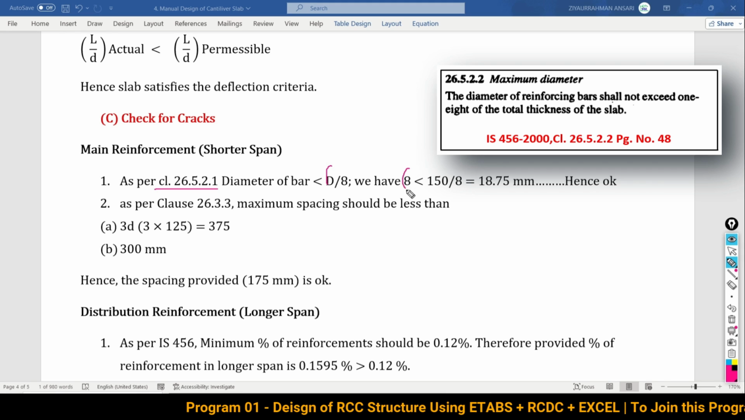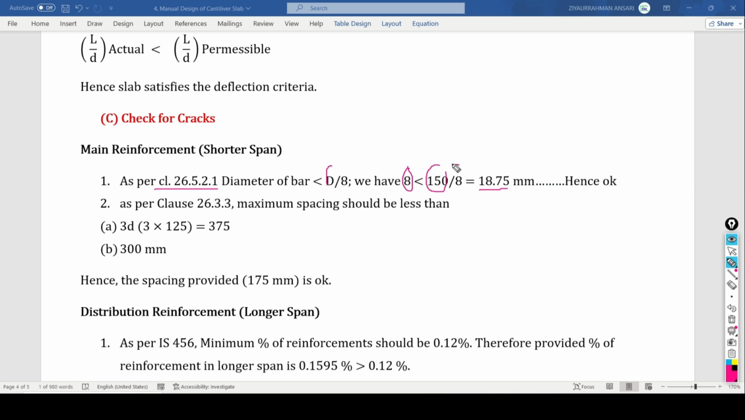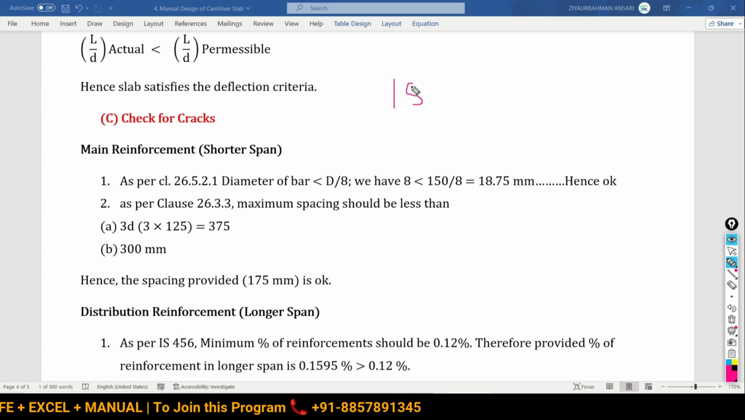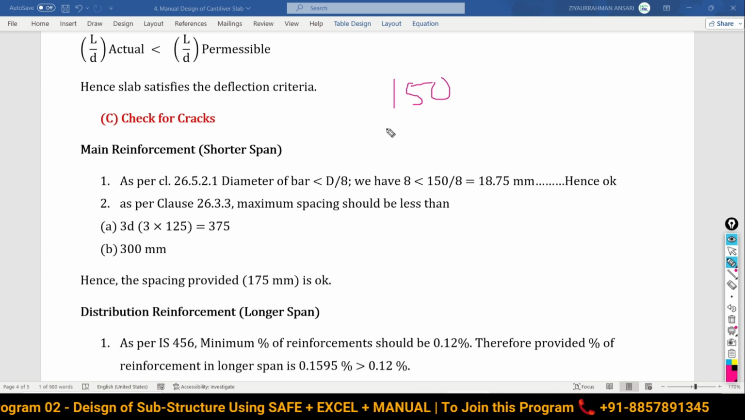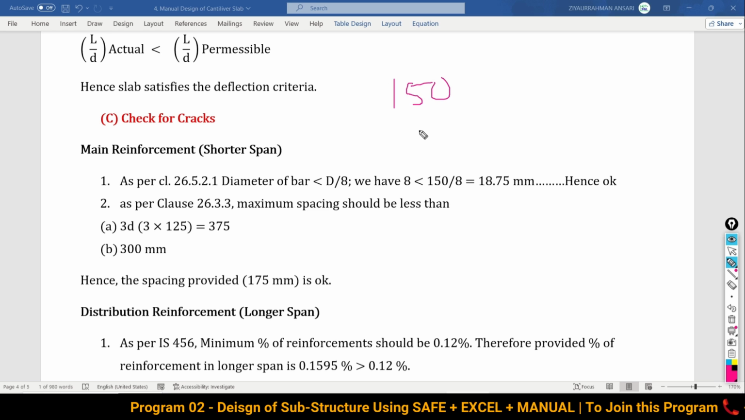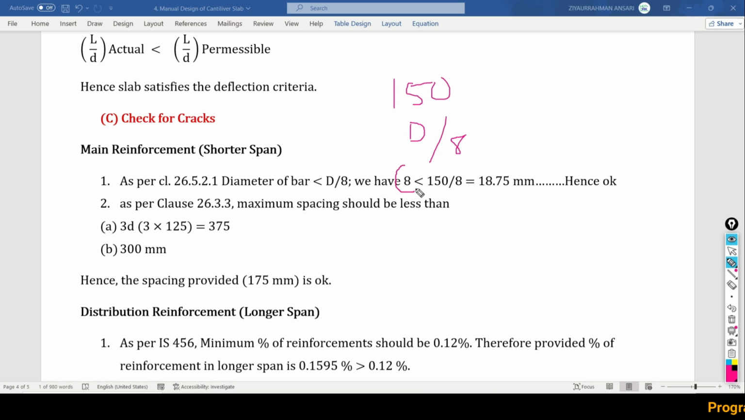We have an 8 mm diameter of bar, which should be less than the overall depth, 150 divided by 8, so 18.75. The provided diameter is less than this value, so it is okay. You are not allowed to provide a bar diameter greater than the overall depth divided by 8 in any type of slab, not only in a cantilever. So the limiting diameter is 18.75, and we have provided 8 mm.